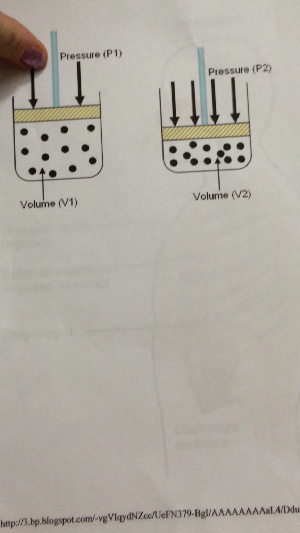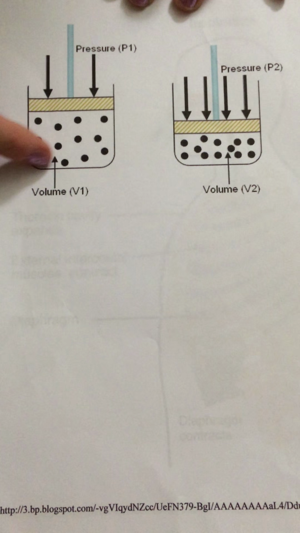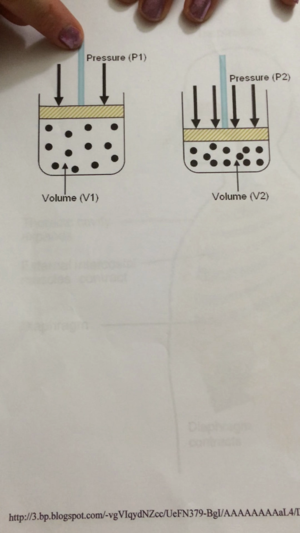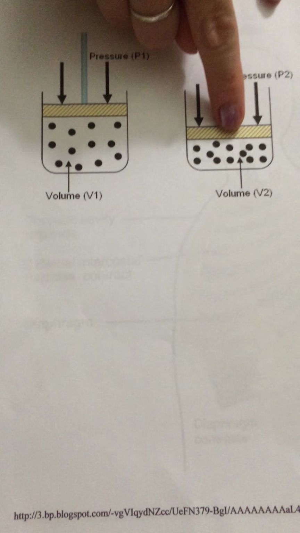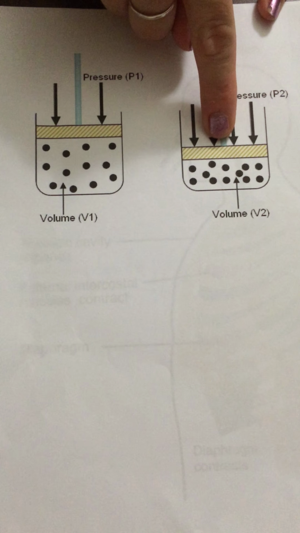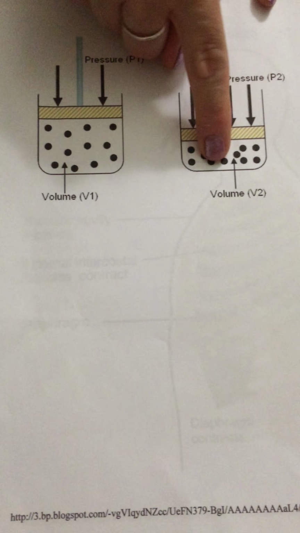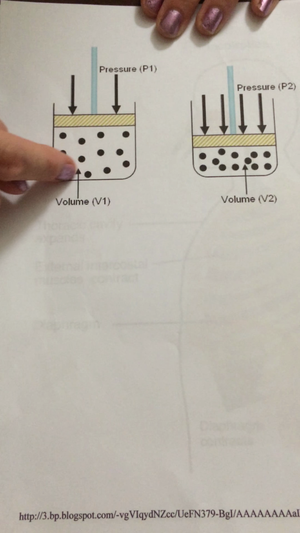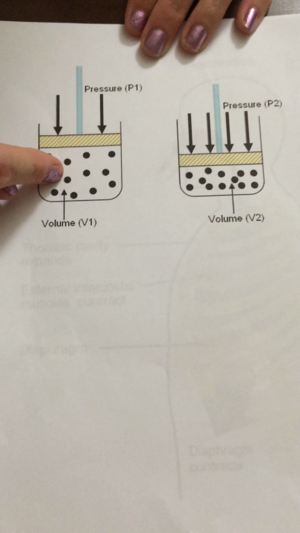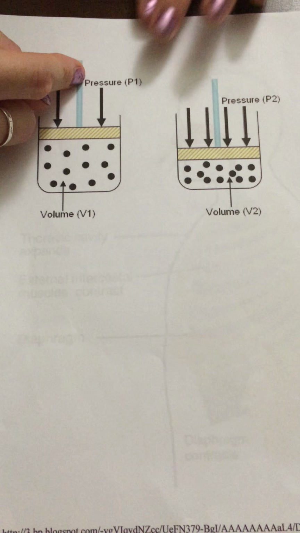As you see here on this first picture, there's a greater amount of volume. As this piston pushes down and pressure increases, over here you see that the volume decreased. As it pushes down, pressure increases, volume decreases. So we would assume on this side, as volume increases, pressure decreases.